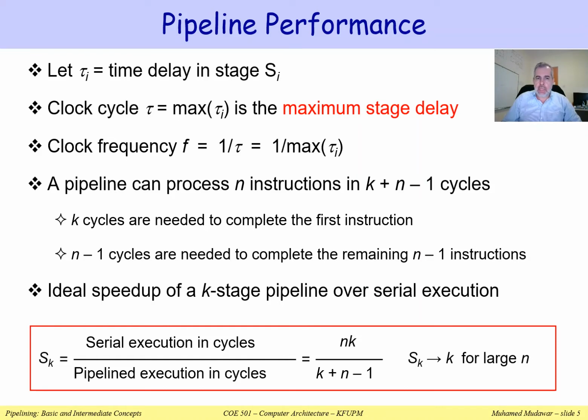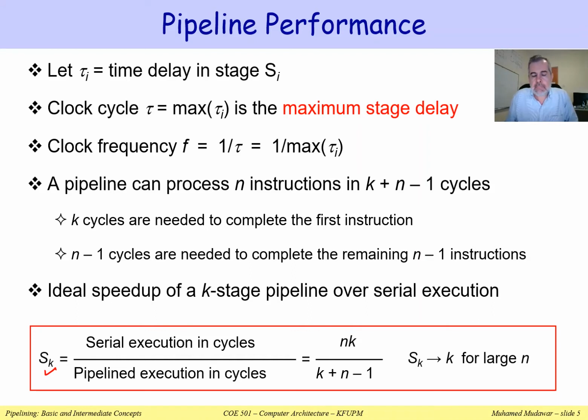Once we have defined the clock frequency, we know at what rate the instructions are going to execute in the pipeline. Now, if we would like to find out the speedup of a k-stage pipeline versus serial execution, I have to divide the serial execution time in clock cycles by the pipeline execution time in clock cycles. So this is S sub k, which is shown here below.